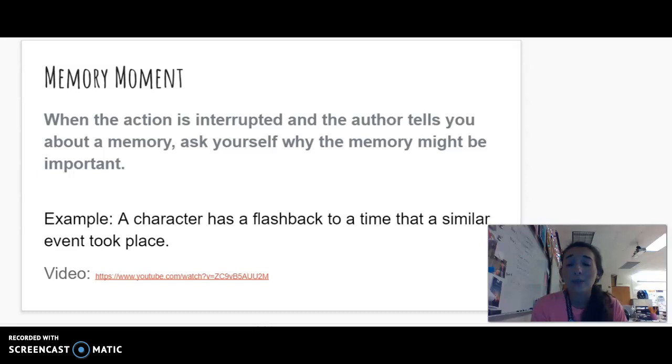There has to be a reason that an author would make a character think back to something that is not currently happening in the plot, in order to somehow push the plot forward. They typically won't do that for no particular reason. So a character has a flashback to a time with a similar event that took place, and maybe they'll learn from that past experience and do the right thing this time.